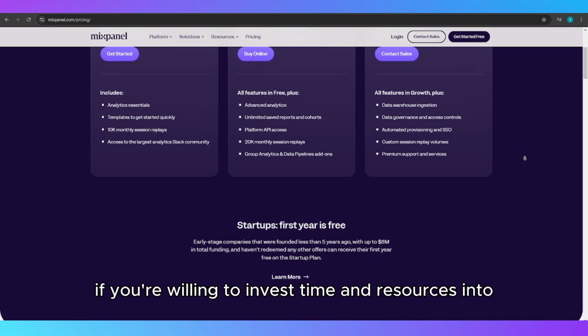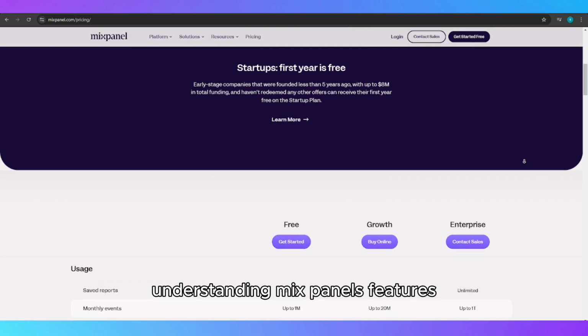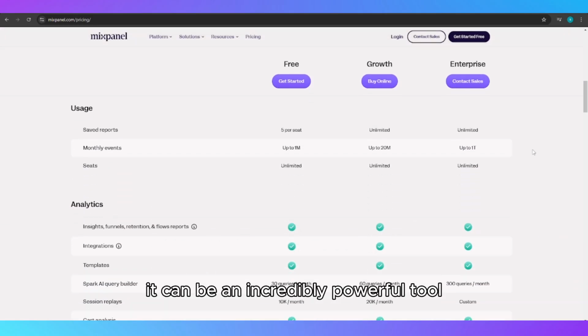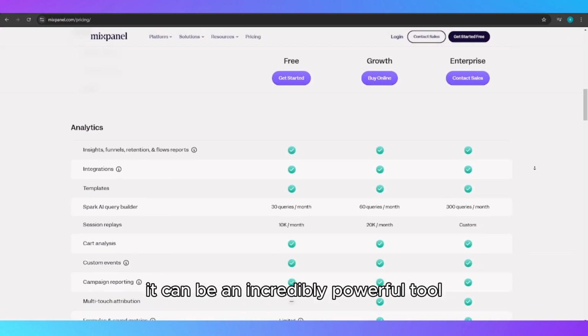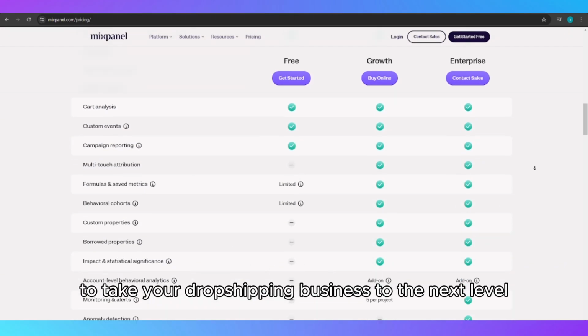If you're willing to invest time and resources into understanding Mixpanel's features, it can be an incredibly powerful tool to take your dropshipping business to the next level.